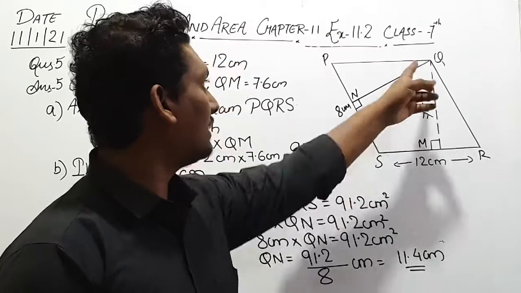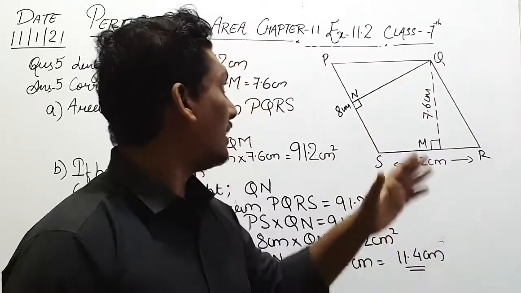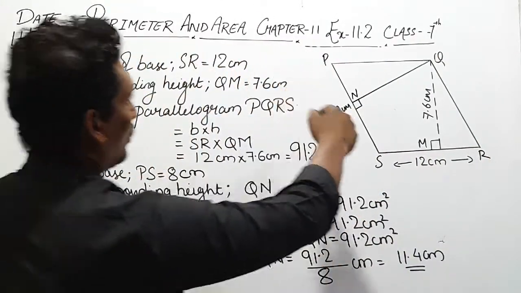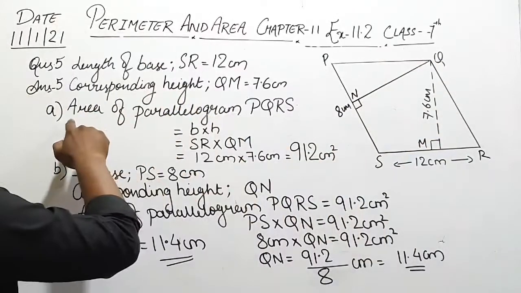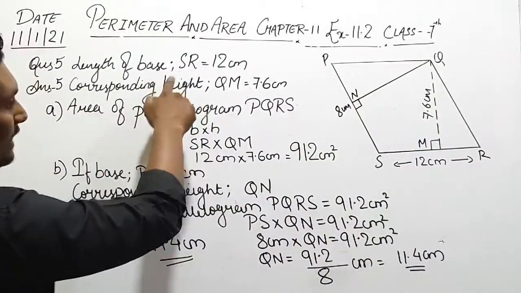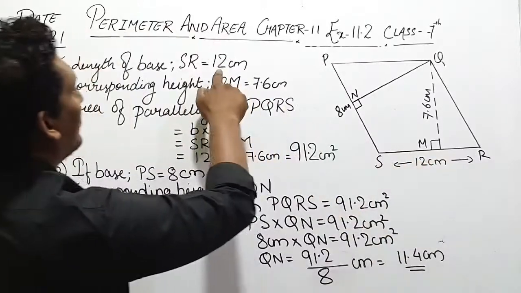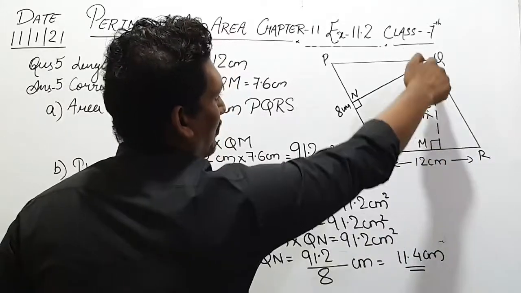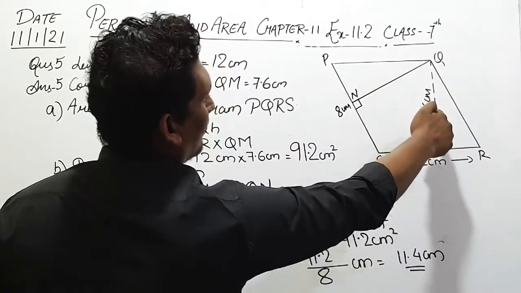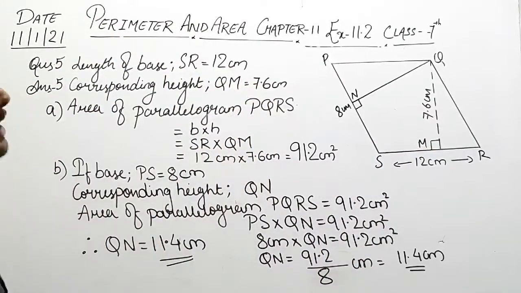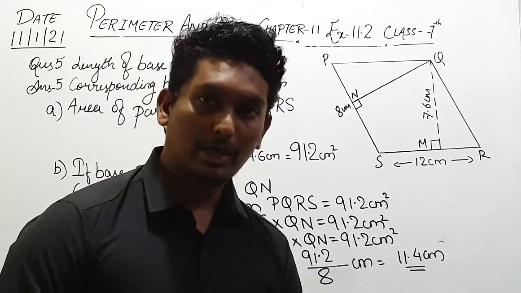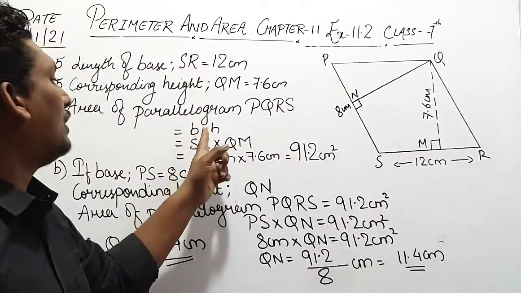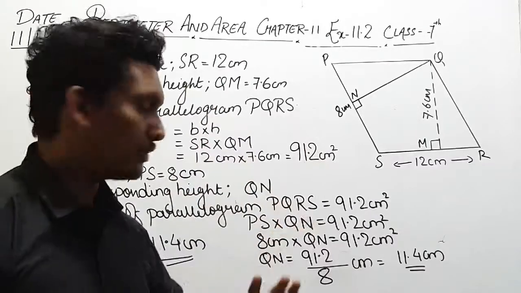So for finding this QN, first we have to find out the area of PQRS. Then only we are going to find the QN. So first, the length of the base, that is SR, that is given 12 centimeter, and the corresponding height for this SR is QM, that is 7.6 centimeter. So as I told you, the first part we have to find the area of parallelogram. So area of parallelogram PQRS, that is base into height. B into H also you can write it.